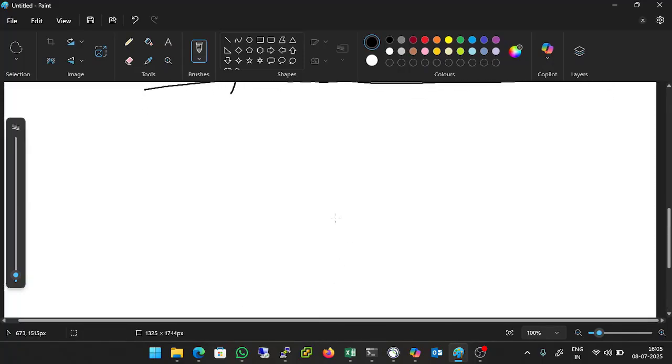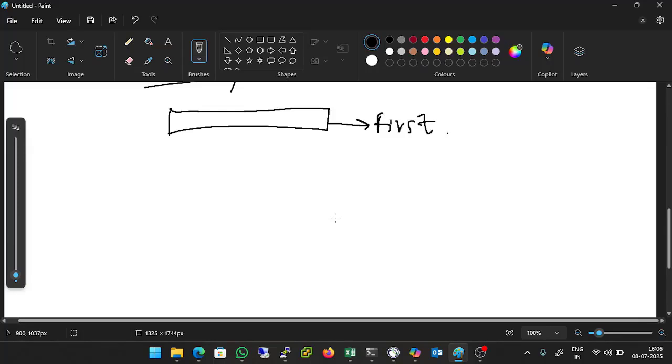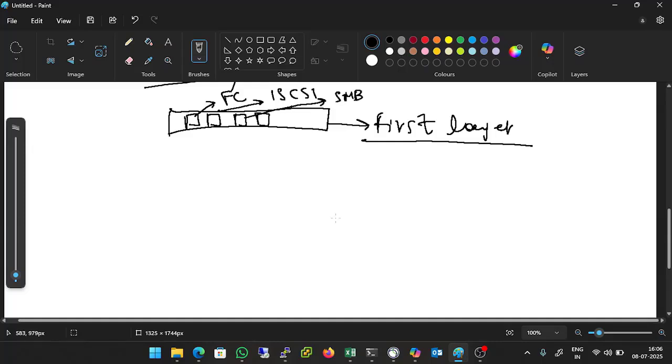Suppose I'm creating a first layer. Okay, this is my first layer. In my first layer, I have different kinds of protocols. Suppose this is an FC protocol, this is iSCSI, this is SMB, this is NFS. Okay, iSCSI, NFS, FC.